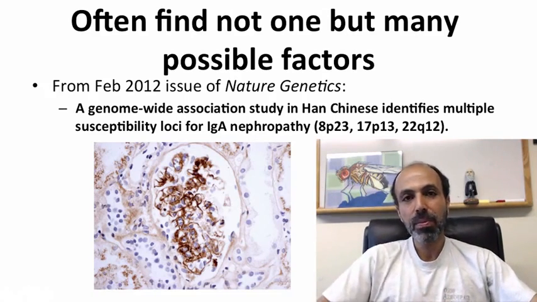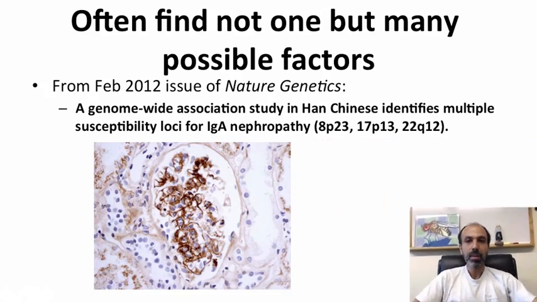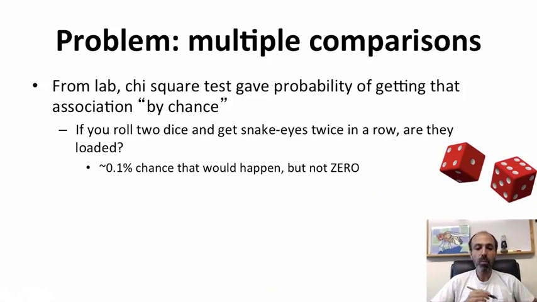Now, there's a problem that comes out with genome-wide association. This problem is the issue of multiple comparison. Now, those of you who are at Duke have seen this in lab, but let me tell you more generally, the chi-square test will give you a probability of getting an association by chance. I just mentioned that in the previous slide as well. Now, if you roll 2 dice, imagine you have some just standard 6-sided dice. You roll them and you get snake eyes twice in a row.